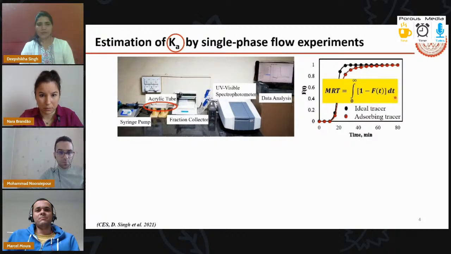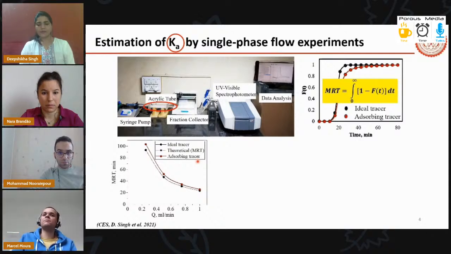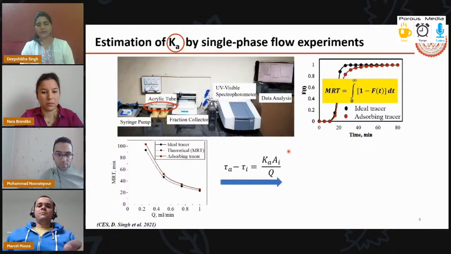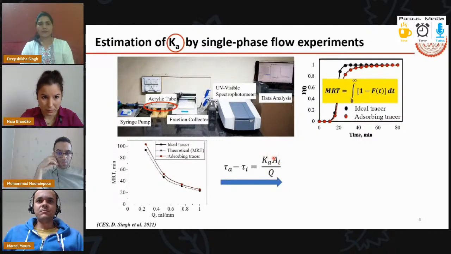And at 4 different flow rates, we see the ideal tracer mean residence time has an excellent match with the theoretical mean residence time, as is expected in our equation. And at the same flow rate, we get a higher mean residence time for the adsorbing tracer, which is also expected due to the tracer adsorption and desorption on the glass bead surface. Then the difference in MRT gives us Ka Ai divided by Q, where Q is the flow rate, Ka is the adsorption partition coefficient and Ai is the fluid-solid interfacial area.